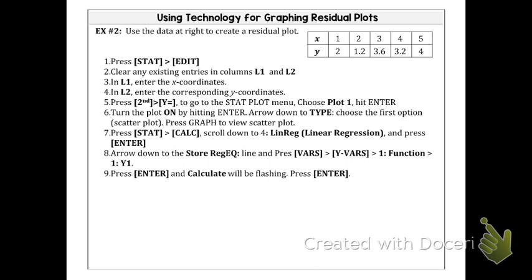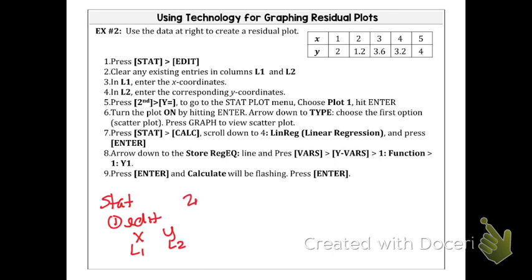All right, so we're going to use the data at the right to create a residual plot. The first thing we need to do is put this in our stat edit and run regression. So you're going to go to your stat edit. Put your x's in L1 and your y's in L2. Now remember, it didn't tell us here what kind of plot we were looking at. It didn't tell me if I want to run linear regression, quadratic regression, exponential regression, whatever kind of regression, okay? So we need to go look at it.